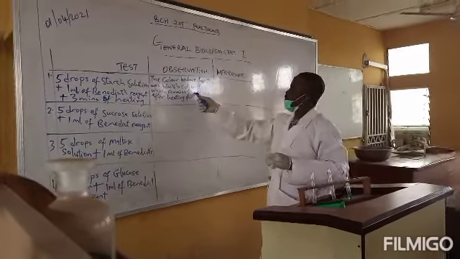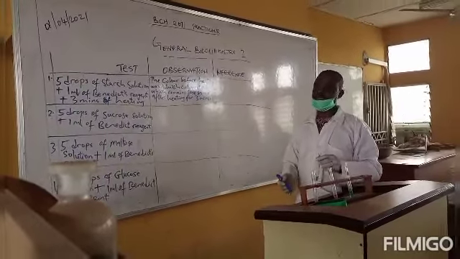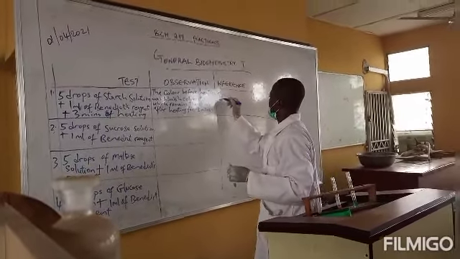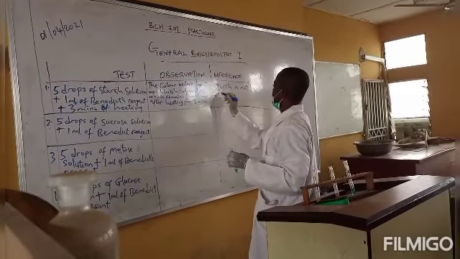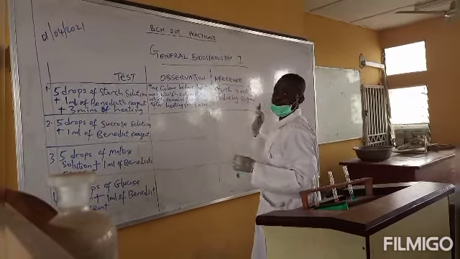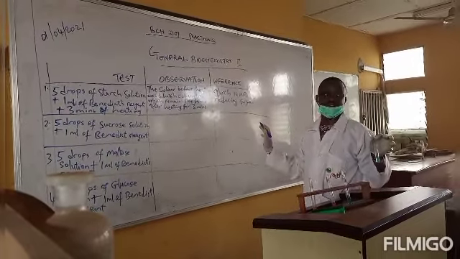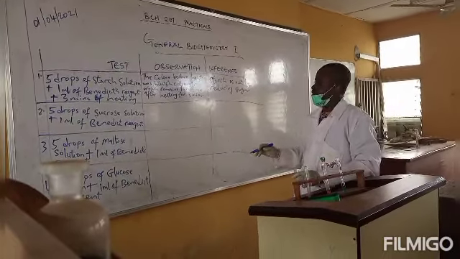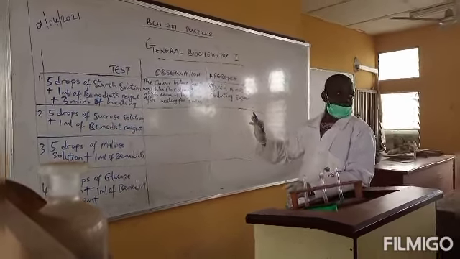Then from this observation, the observation will surely lead us to a particular inference. And the inference to this particular one is that starch is not a reducing sugar. Starch is not a reducing agent, or it's not a reducing carbohydrate. Sugar is a general name for carbohydrates.